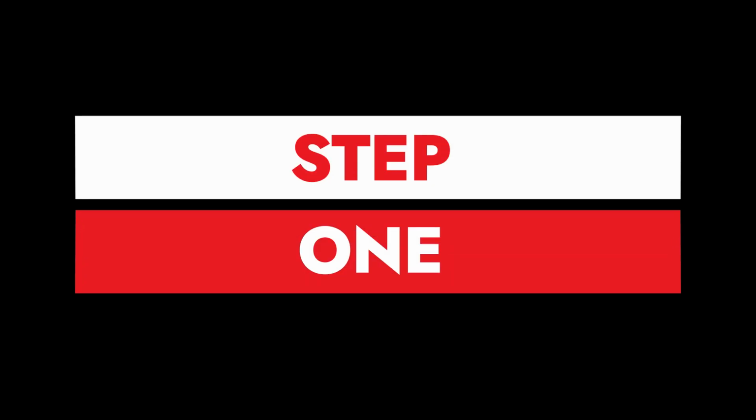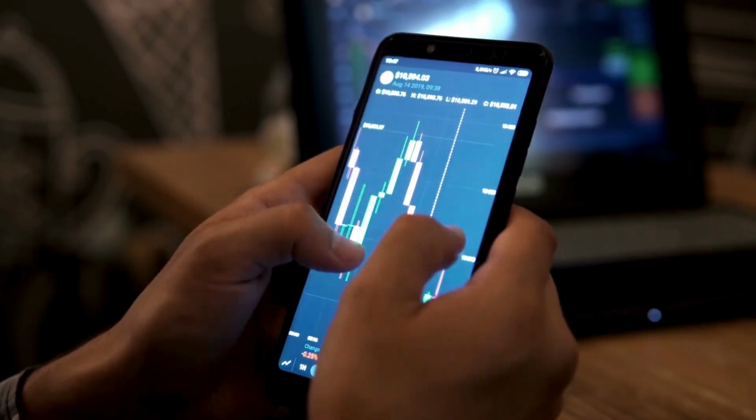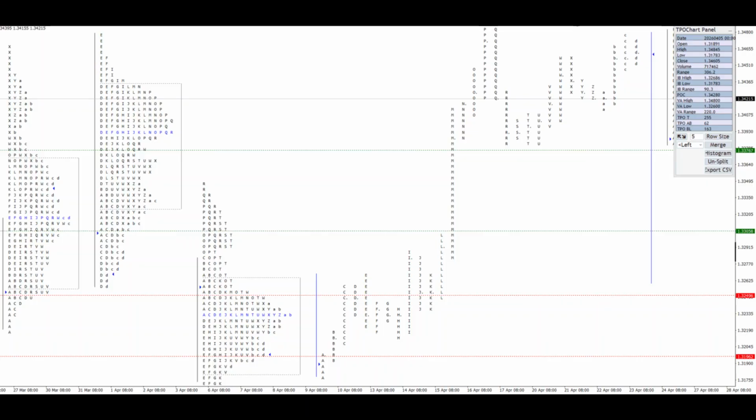Step 1. Stop staring at 5-minute charts like they owe you money. Start looking at the market from the weekly profile. This is your aerial view, your satellite image, your big boy lens. To set it up, you get your preferred TPO chart. I use a tool that's cleaner than a Scandinavian furniture showroom, custom built for MT4.